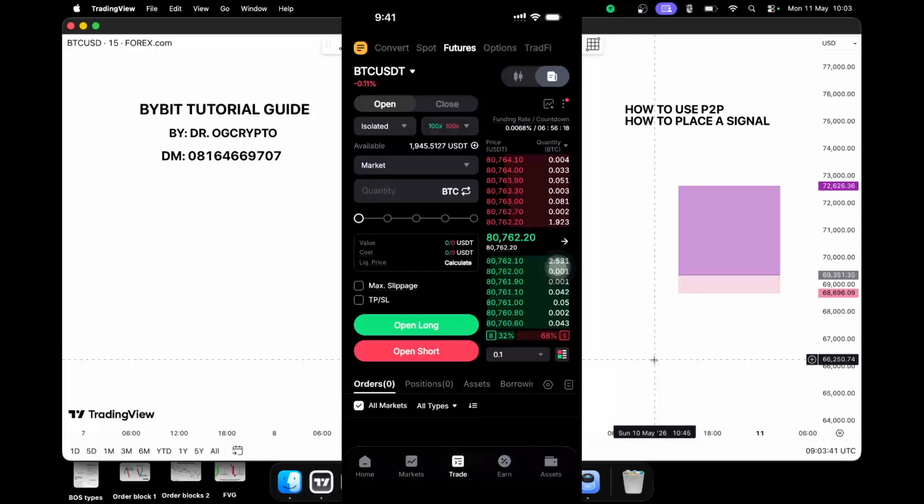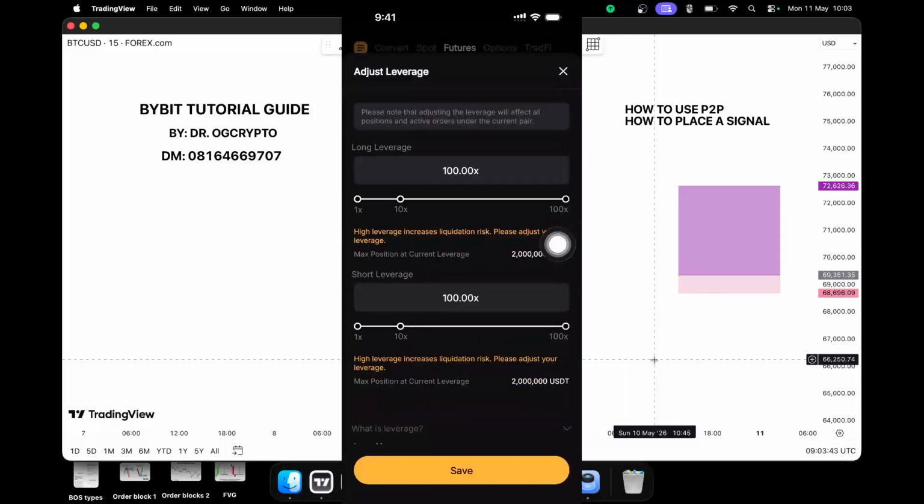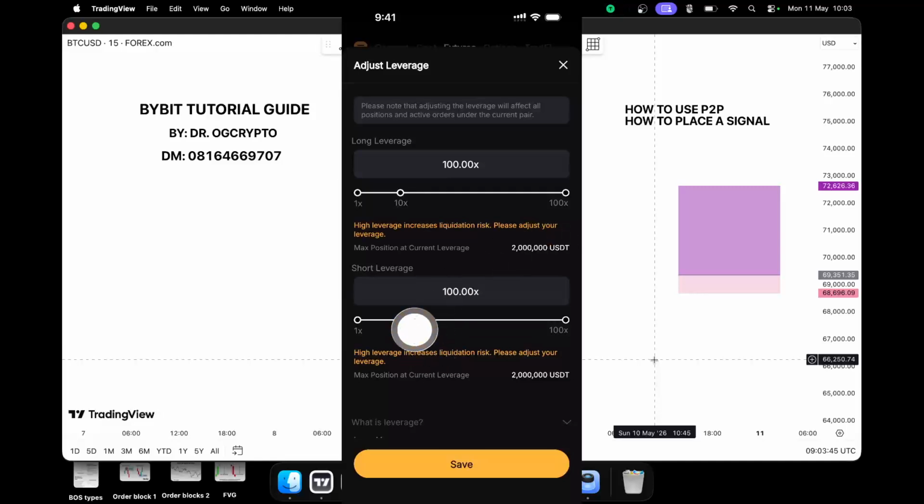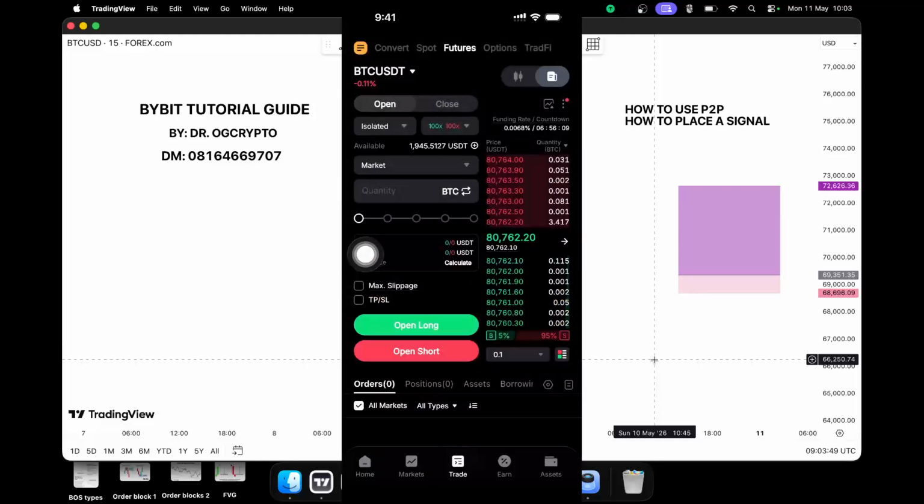You understand? So for a beginner, I will advise that you stick with, for Bitcoin, because Bitcoin is very heavy, you can be using 50x leverage. You understand, for a start. Then other coins, you use 10x, 15x, 20x. Don't exceed more than that. 10 to 20x leverage. So that is what leverage is.